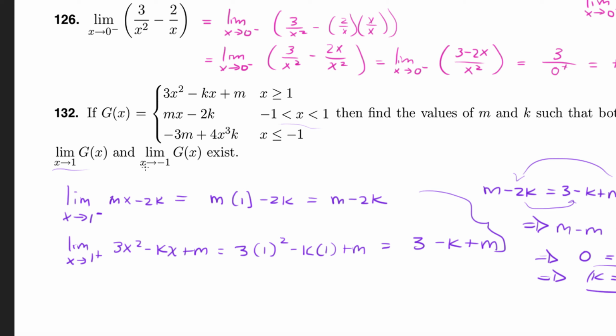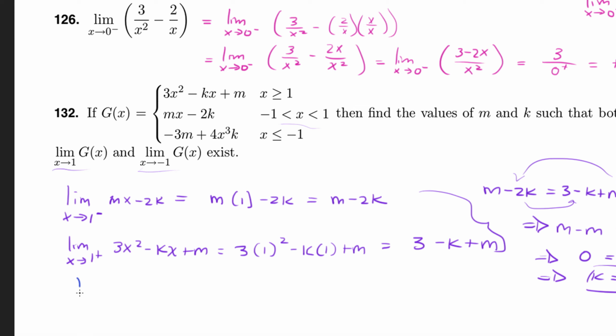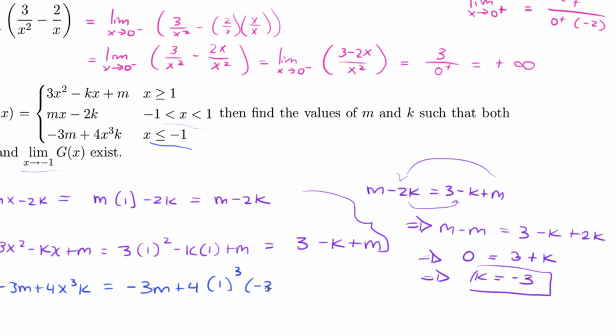So we're going to apply the same principle for this one. So I'm going to change my colors a bit. So now we choose the limit when x approaches 1 from the left. If I choose the 1 from the left, I'm going to choose this one, so negative 3m plus 4x cubed k. We plug in 1 for x only. Negative 3m plus 4 times 1 cubed k. Now k, we already know is negative 3, so we can plug that in as well. We've simplified this, so negative 3m. 1 cubed is 1, 4 times negative 3 is negative 12.